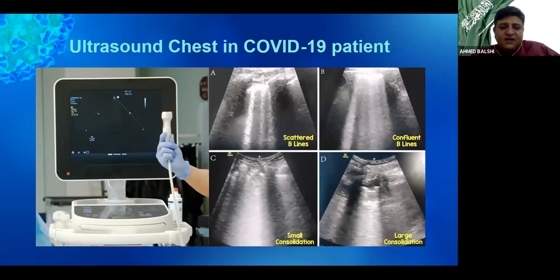This is the ultrasound. We are using the low frequency probe of the ultrasound for PoCUS, for ultrasound of the lung. And what we can see here are the vertical white lines, which are called B lines. The black area between the B lines reflects the rib's shadow.